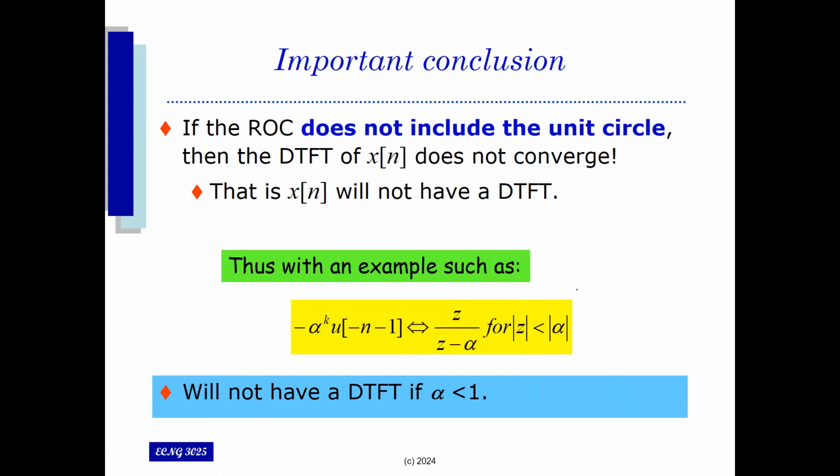So if you have something like a sequence minus alpha to the k, u of minus n minus 1, mathematically you could get a Z transform equal to Z over Z minus alpha. The region of convergence for that has to be that mod Z has to be less than alpha, right? So this will only converge if mod Z is less than alpha. If alpha is less than 1, then this particular expression will not include the unit circle, and it will not converge, okay? Just something to keep in the background there.